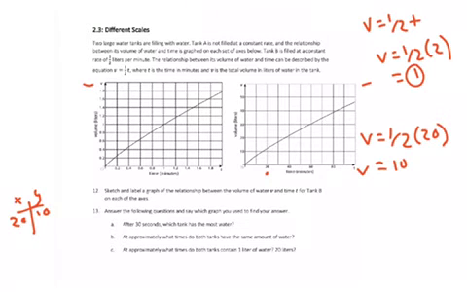Let's try to pick another point. Let's pick 40. V equals 1/2 times 40. That means that V equals 20, because half of 40 is 20. So we'll add that over to our graph here. 40, that says 40. And right there says 20.